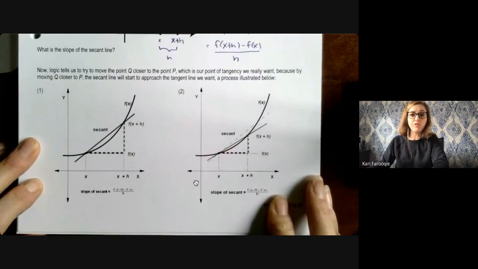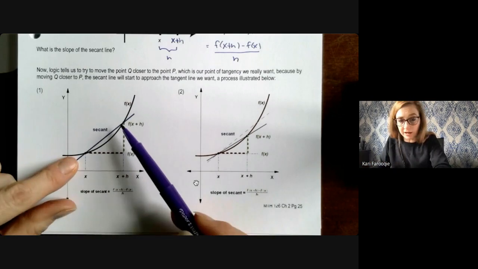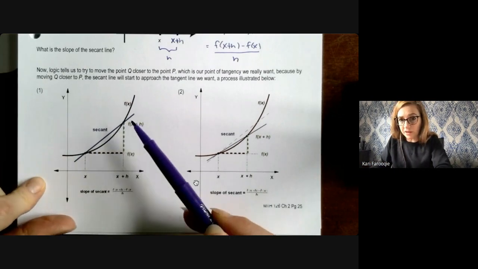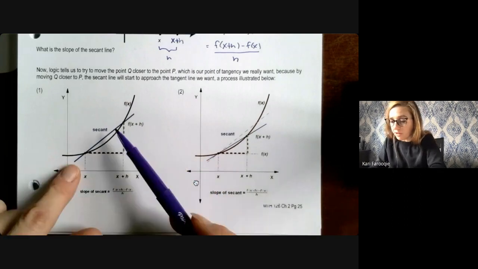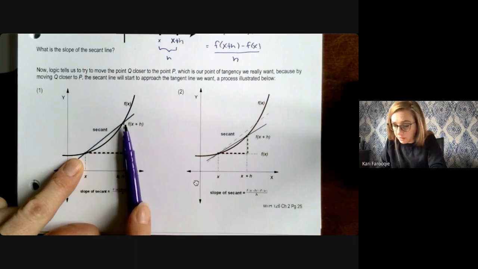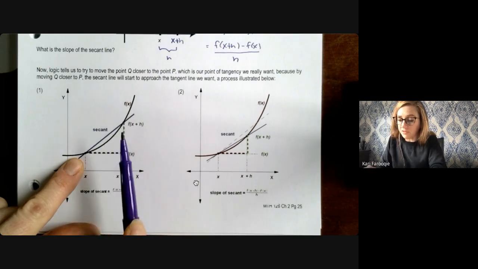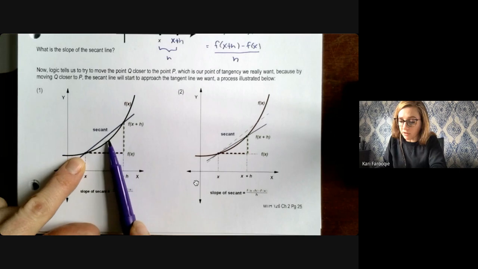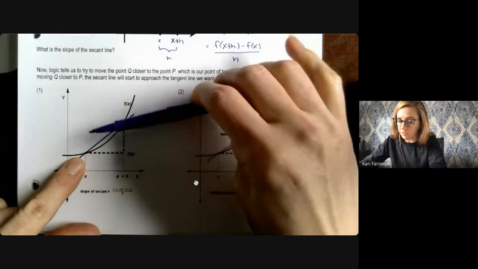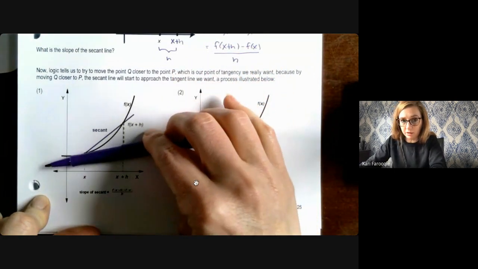Logic tells us to try and move the point Q closer to the point P. And this is the point of tangency. So we can basically take our secant line, which goes through these 2 points. And if we move these points closer together, you'll see in the illustration on the right, this coordinate that used to be called Q is going to move down on the graph. And as Q moves down on the curve, the secant line is going to start to lower itself down a little bit. Q is moving down, and the secant line is going to sort of swing its way through.